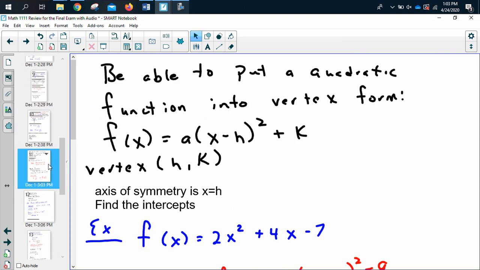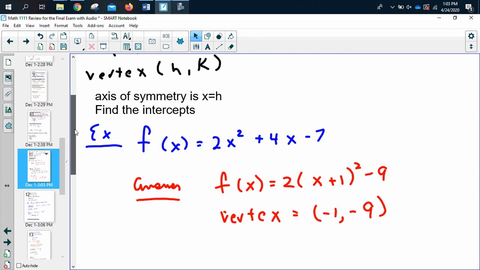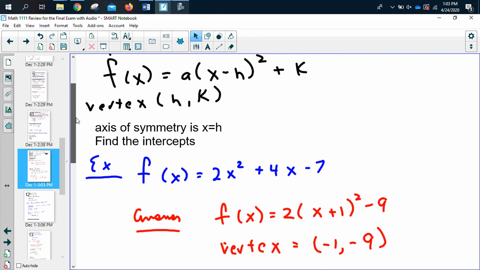Okay, be able to put a quadratic function into vertex form, and so you need to know what vertex form is. And then when it's in vertex form, this is the vertex. Be able to determine the axis of symmetry and whether the graph opens up or down, and find the intercepts, the x and the y intercepts. This is the function in vertex form. This problem asked for that.